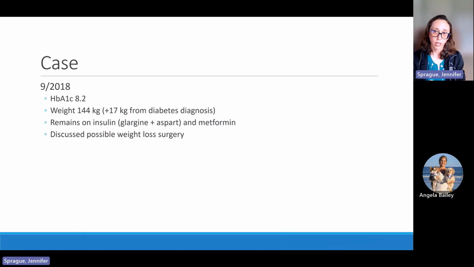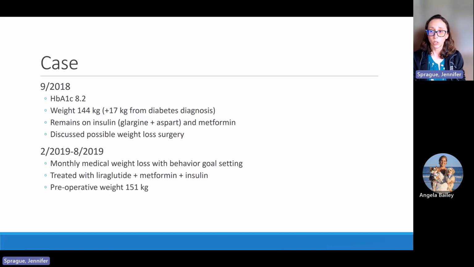And so let's circle back to our case. Remember, we met her in 2017 with a new diagnosis of diabetes. By late 2018, she had uncontrolled diabetes with an A1C of 8.2. She had gained 17 kilos from diagnosis. She was still on insulin, both basal and mealtime insulin, as well as metformin, and that was the first time we discussed weight loss surgery. In early 2019, she decided she was pursuing it.